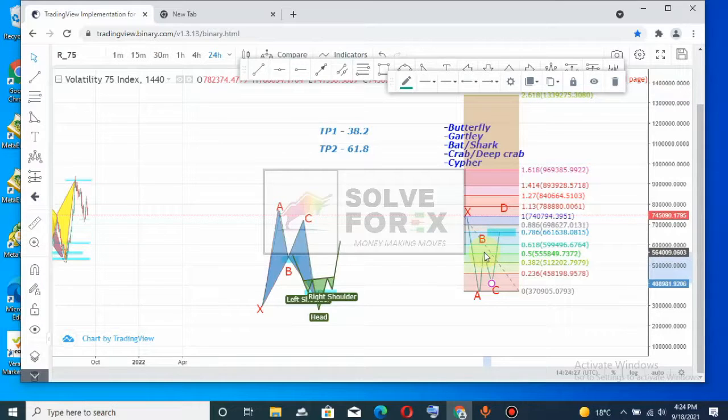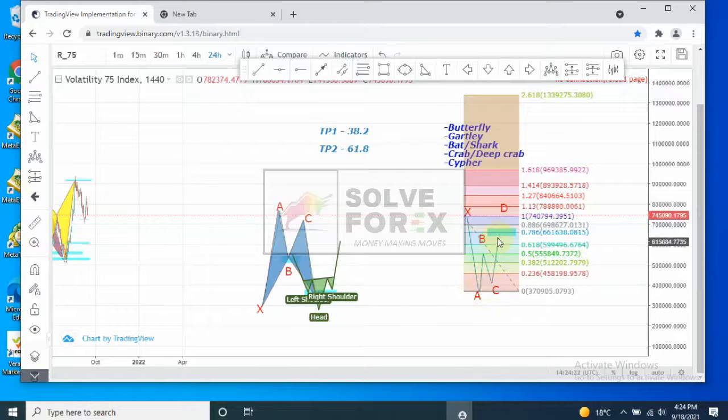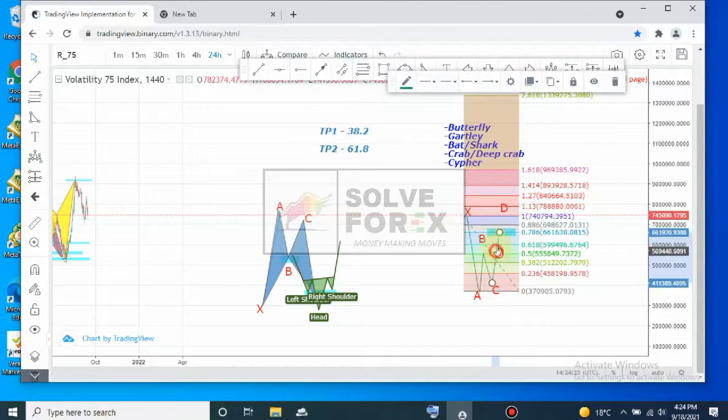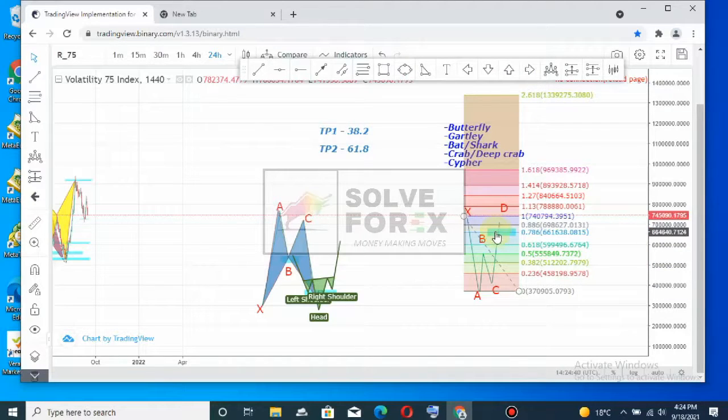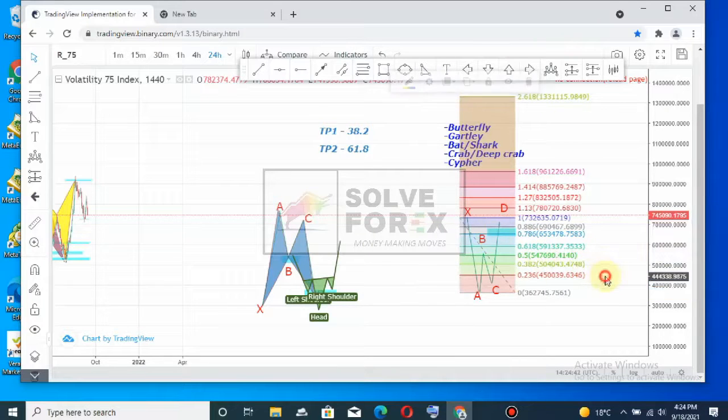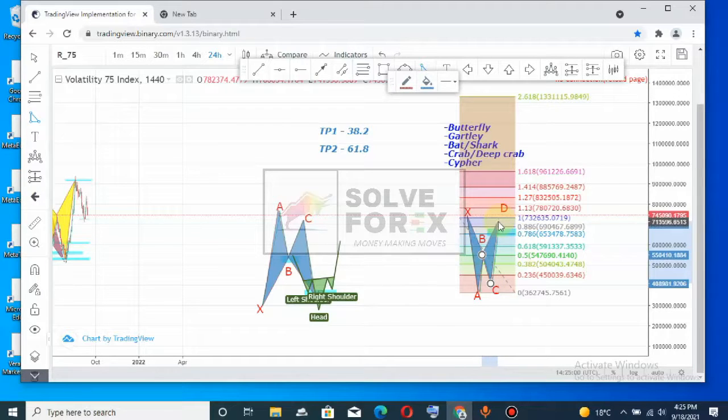They don't change. Bat pattern 50%, comes back on C, doesn't break the low, goes all the way to what? To 886 to make it your valid bat pattern. 886, that's your D point right here. Then you take your triangle from point X to A, 50%. Take your triangle again from B point, C point, all the way to 886. Then you take out your fibs.